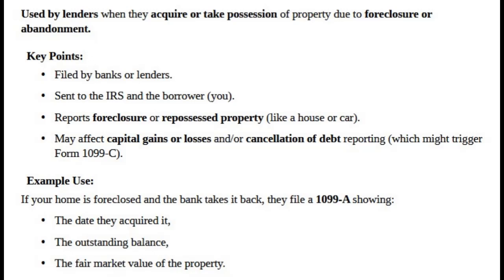Reports foreclosure or repossessed property, like a house or car. May affect capital gains or losses and/or cancellation of debt reporting, which might trigger Form 1099-C. Example use: if your home is foreclosed and the bank takes it back, they file a 1099-A showing the date they acquired it, the outstanding balance, and the fair market value of the property.